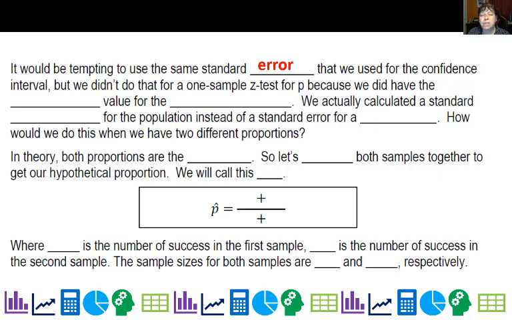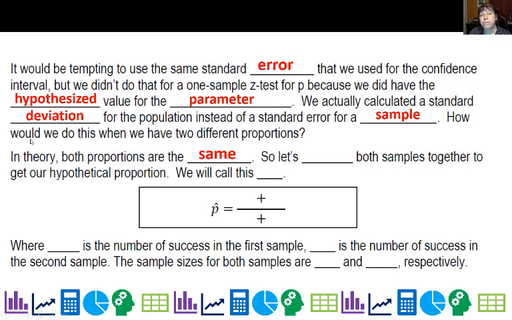But the thing is, when we're doing a hypothesis test for P, we actually have a hypothesized value for the parameter. So we actually calculate a standard deviation for the population instead of a standard error for a sample. Now, we are going to use our sample to come up with our hypothesized value. We will do that, but we're going to say that's supposed to be the true value, what we're assuming.